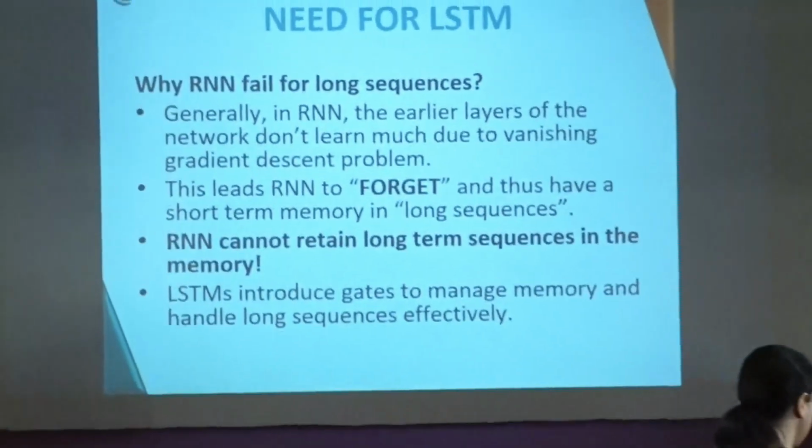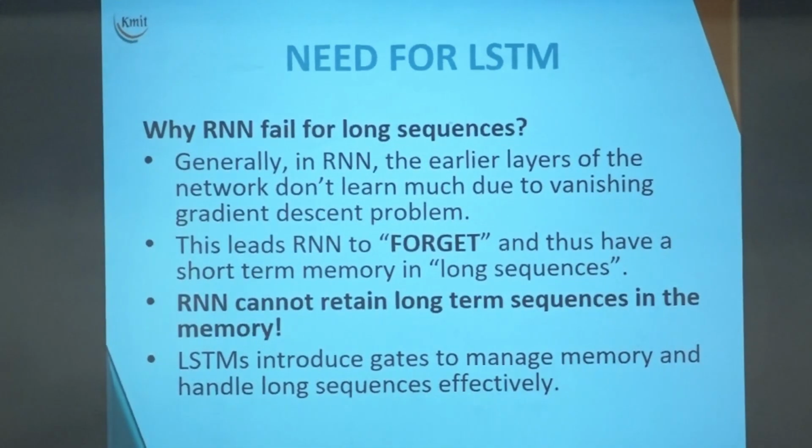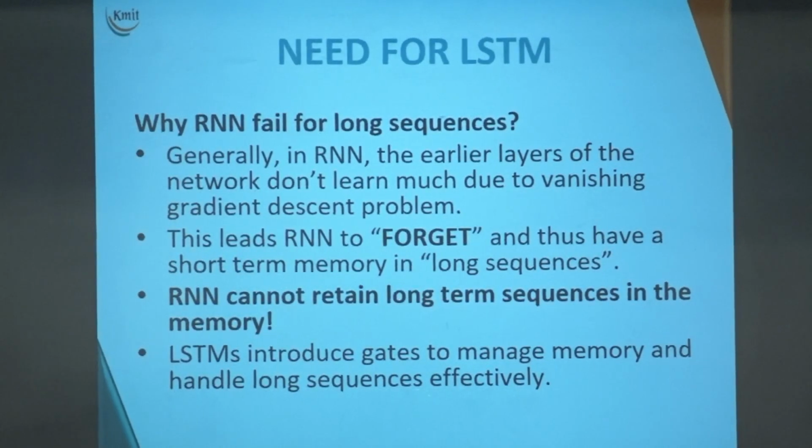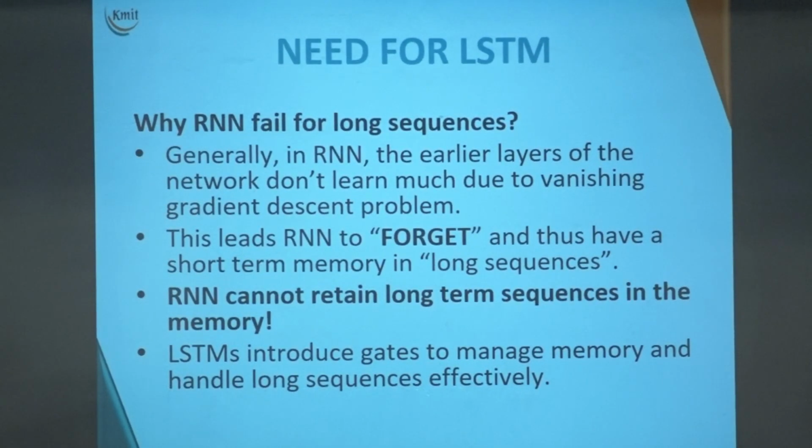Before going to that, a little bit more on why RNN actually fails for long sequences. Please have a look carefully. Generally in RNN, earlier layers of the network don't learn much due to the vanishing gradient problem. Correct? As I told, outer layers learn first, then it slowly comes to the initial layers of your model because we are doing backpropagation. As the gradient is diminishing, learning is not happening in the initial layers of your model. So this leads RNN to forget and thus have a short-term memory in long sequences. RNN cannot retain long-term sequences in memory.